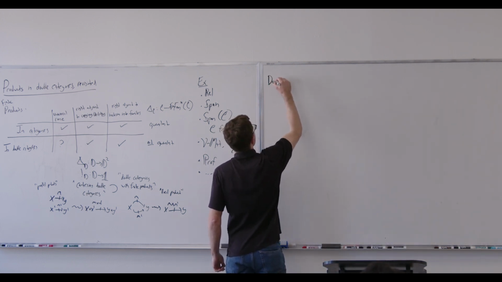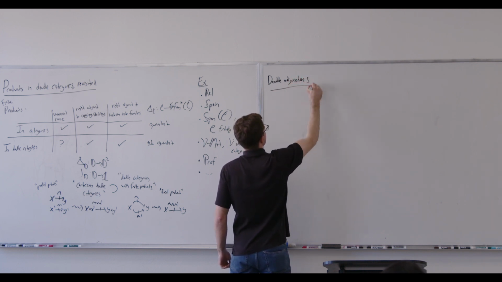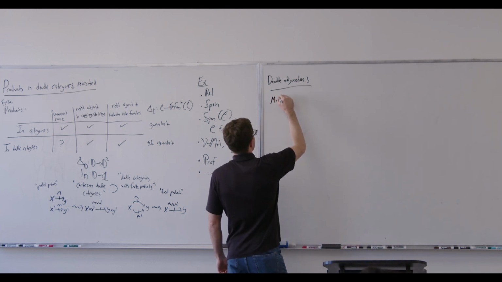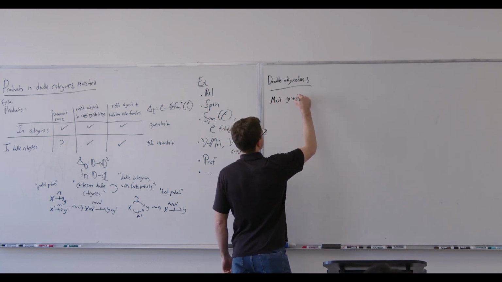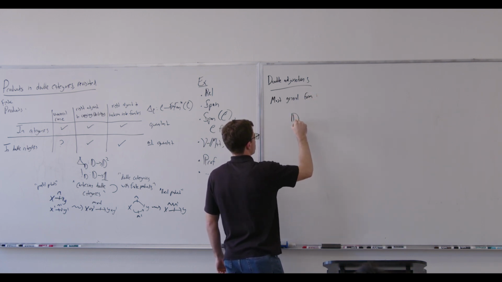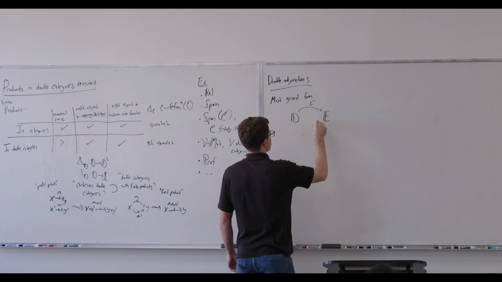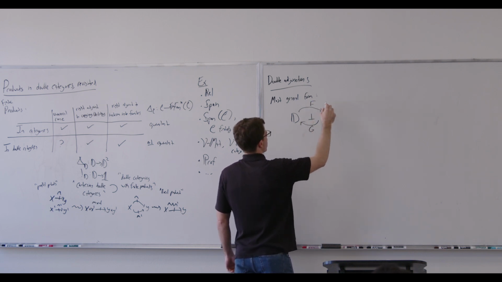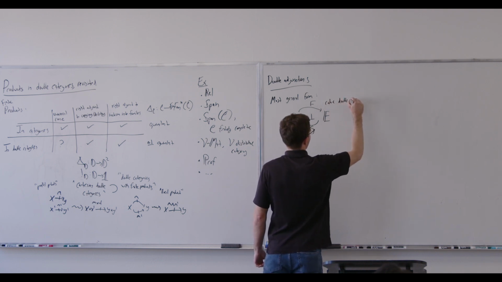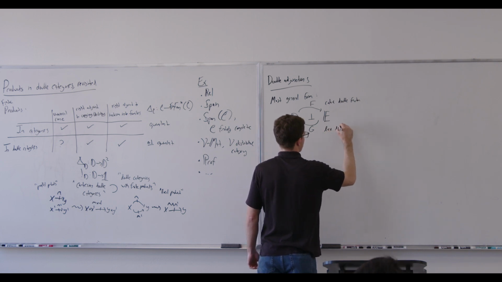Okay. So, double adjunction. In its most general form, a double adjunction looks like this, where f is a colax double functor and g is a lax double functor.